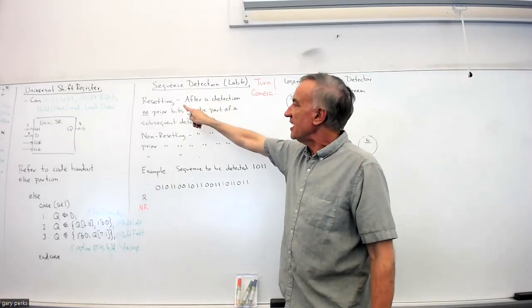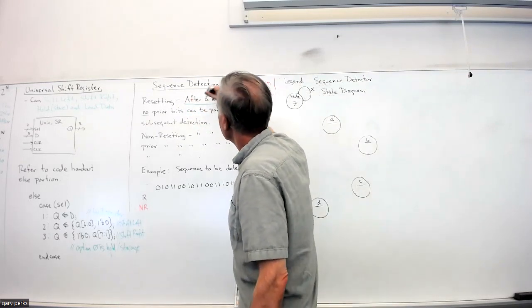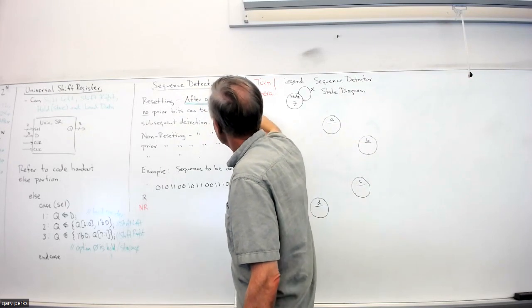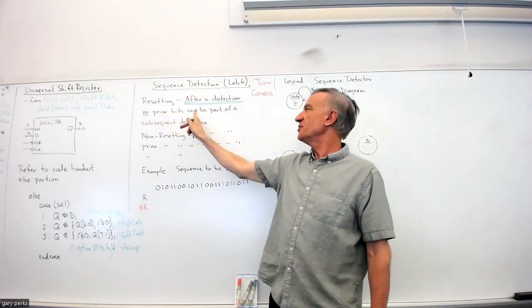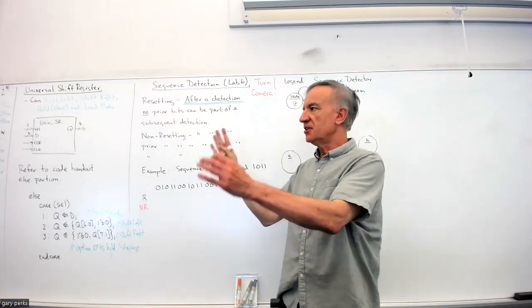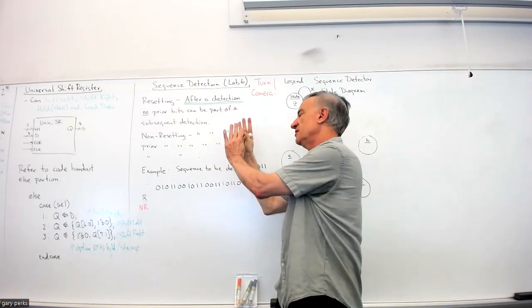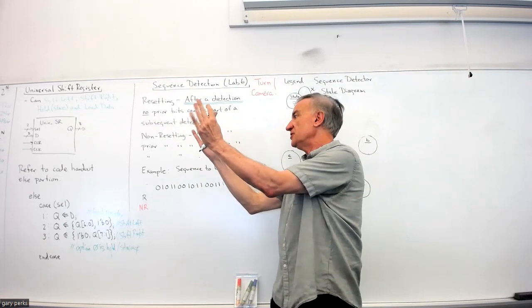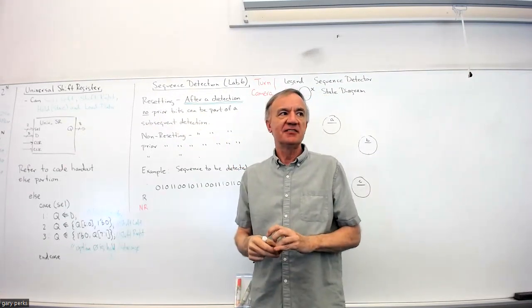See, a resetting sequence detector, after we have a detection. Okay, this is very key. After we have a detection, no prior bits can be part of a subsequent detection. Okay, so we get a detection, and then for any detection after that, you can't use any bits that were part of that first detection that you have.